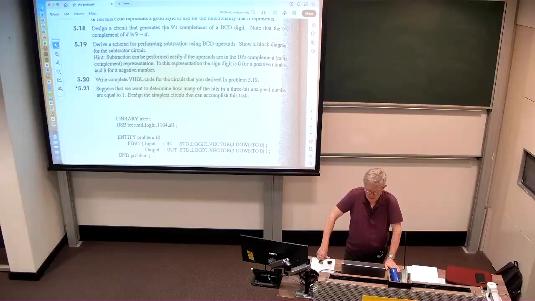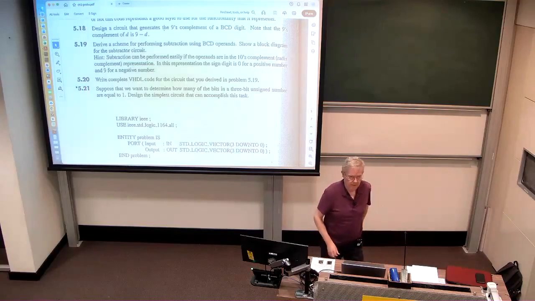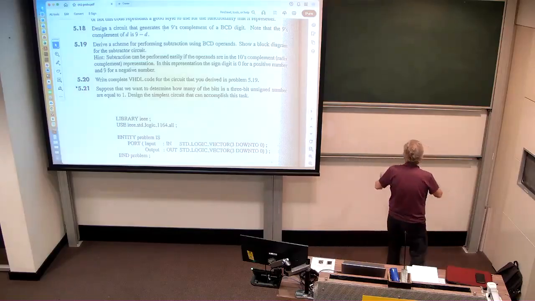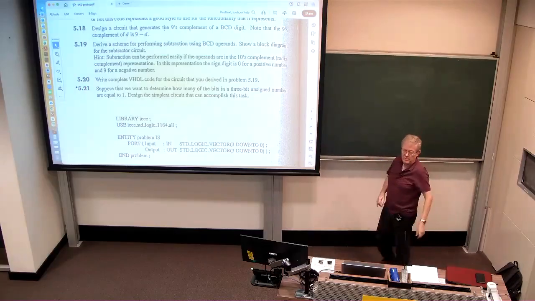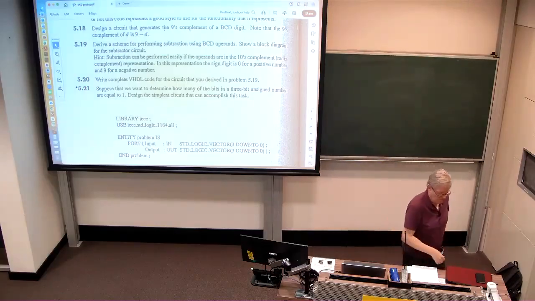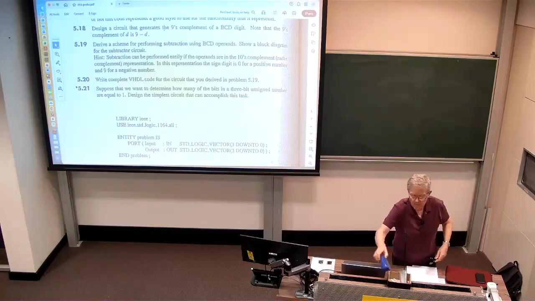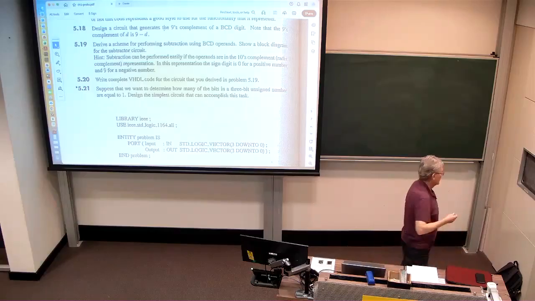In this representation, the sign digit is 0 for a positive number or 9 for a negative number, right? So they're suggesting maybe adding the 10's complement to the 2's complement. So maybe we should just figure out manually a few of these examples.